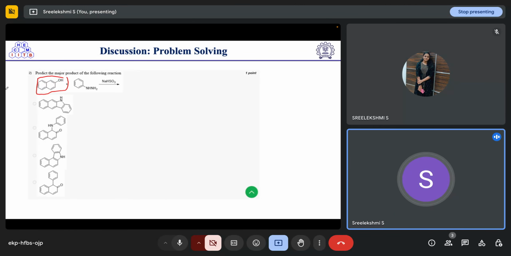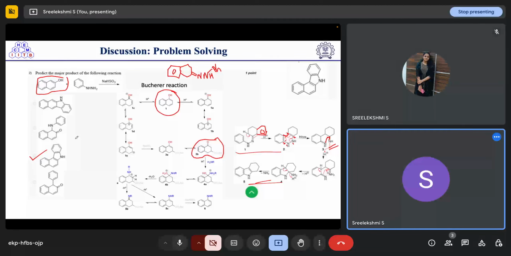Then what is again happening is that this H plus will protonate this NH group to form this NH2 plus, and then this second nitrogen lone pair will attack over this imine carbon center, and then again this NH2 will get protonated and it will be removed as NH3, and then loss of proton will result in aromatization to form this compound 5. So the correct answer here is option C. So this is an example for Bucherer reaction.